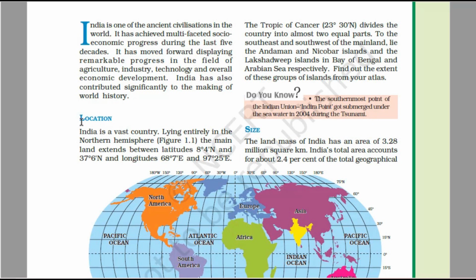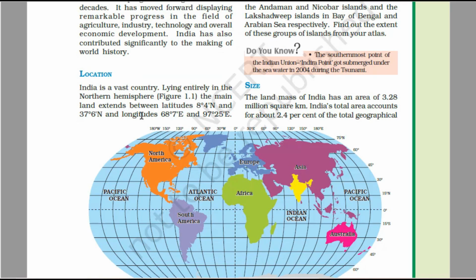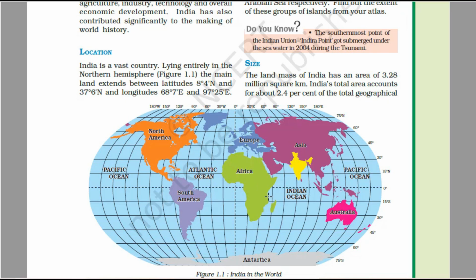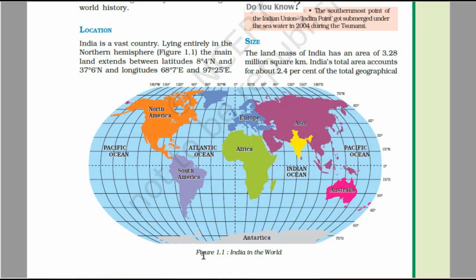Under today's topic, let's focus on location. India is a vast country lying entirely in the northern hemisphere. Or we can say India is lying in the northeast part of the globe. Let us understand it by figure 1.1, that is this.